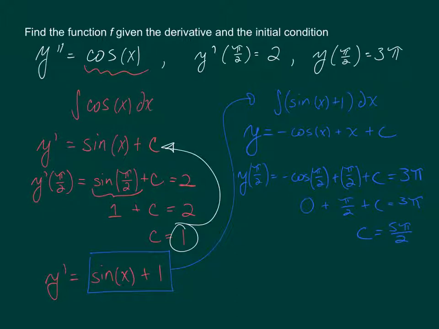And again, we cannot just stop here. Now, we found a specific c value, yes, but we're trying to find a function. So this c value needs to get substituted back up into the original function. So we'll have a final answer of y equals negative cosine of x plus x plus 5 pi over 2. And there's your answer for the initial condition exercise.